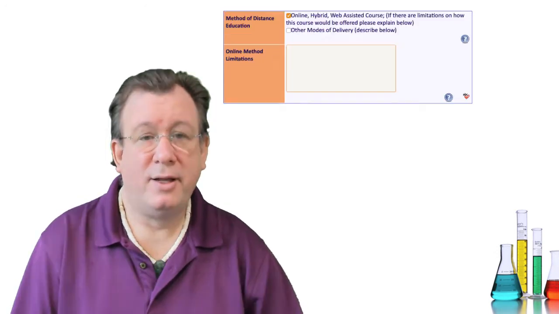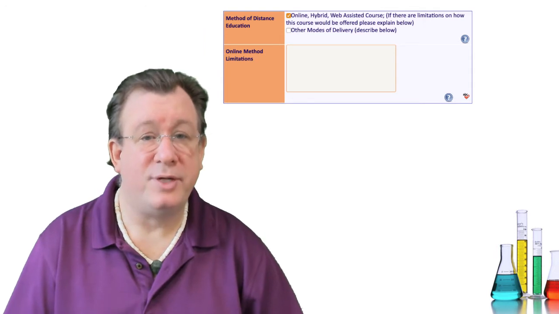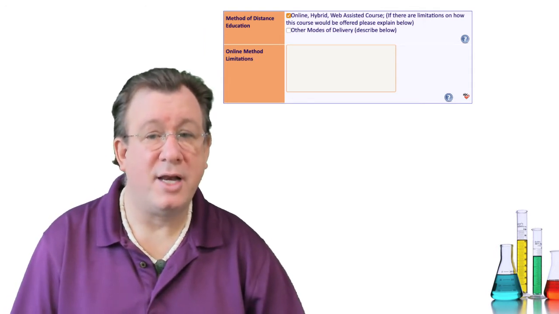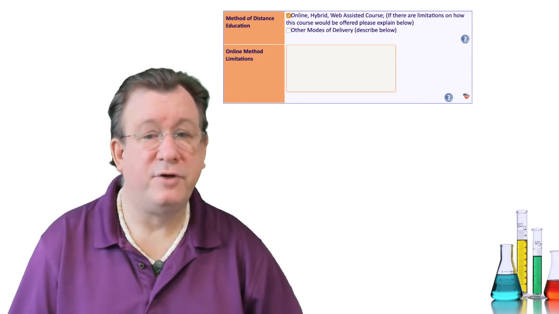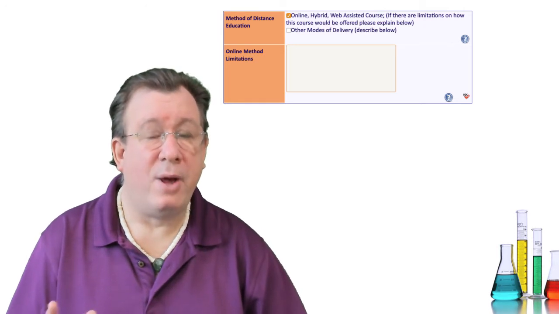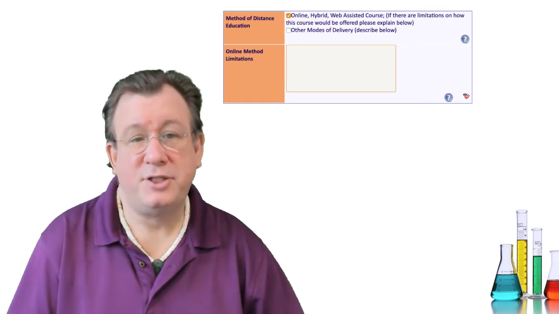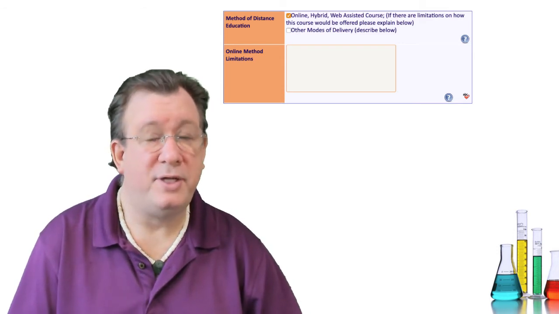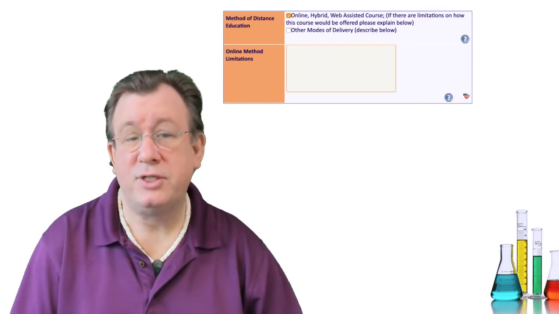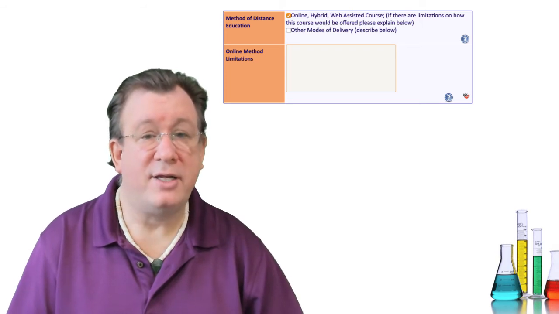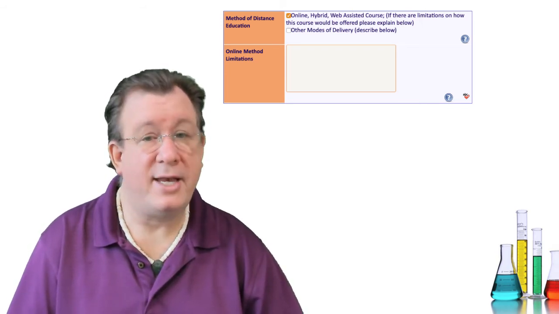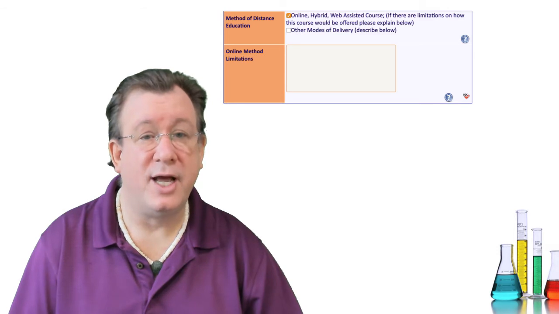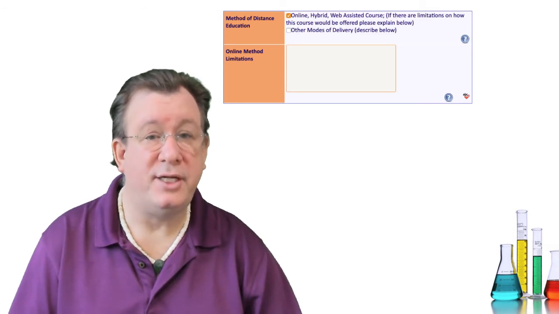The next is a statement of what modalities you expect this course to be taught in. We encourage you to just check the first box, online, hybrid, and web assisted. In the next box, you can indicate any limitations. For example, if you believe this course can only be taught effectively in a hybrid mode, you can indicate that in the next box. I suggest you do this with caution, though. If you find in the future you can and do need to teach this course fully online, you would have to complete a new DE addendum.